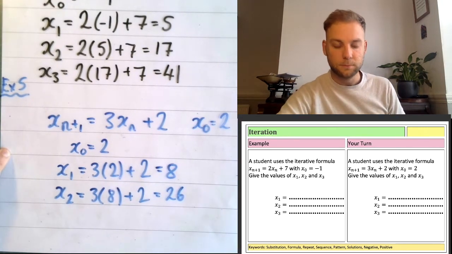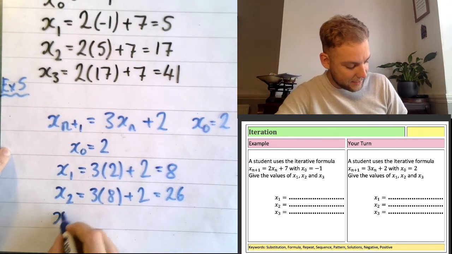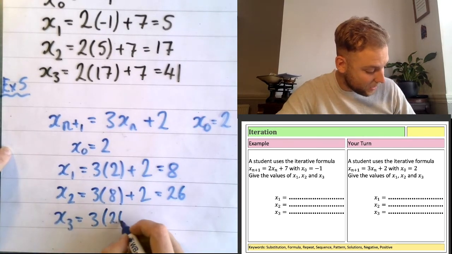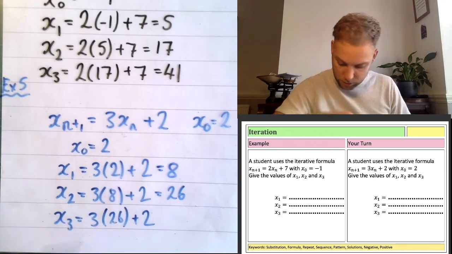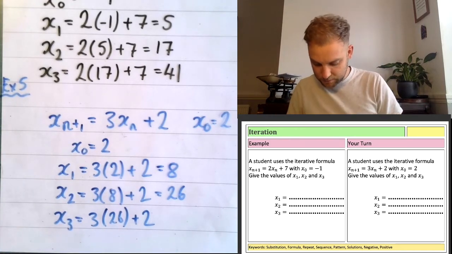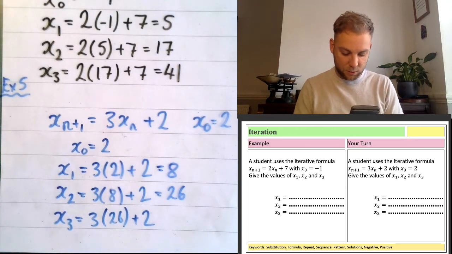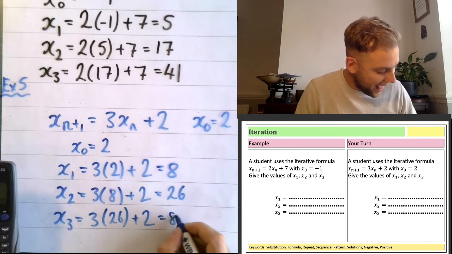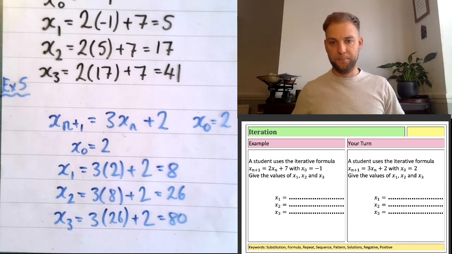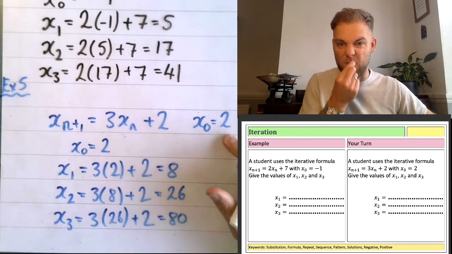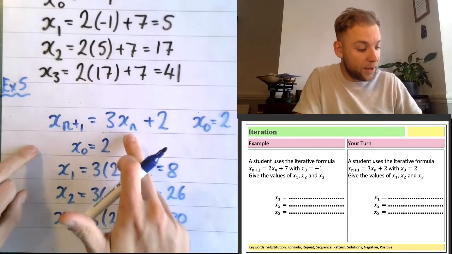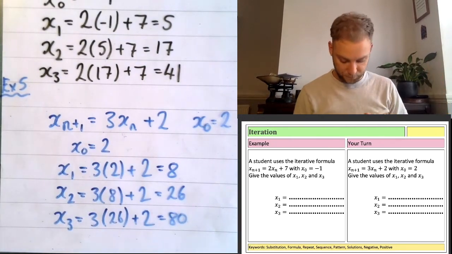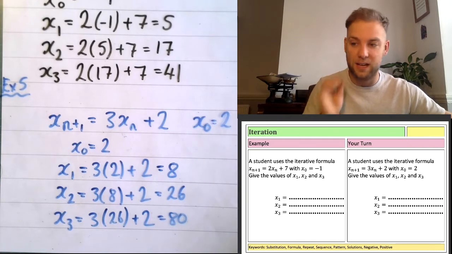And the next one, x3, is 3 times my previous term, which in this case is 26, plus 2. So 3 times 26 plus 2 is equal to 80. Brilliant. So they always give you your first term, and then 3 times my previous term plus 2 is my next term. Nice and straightforward. It's not that tricky.